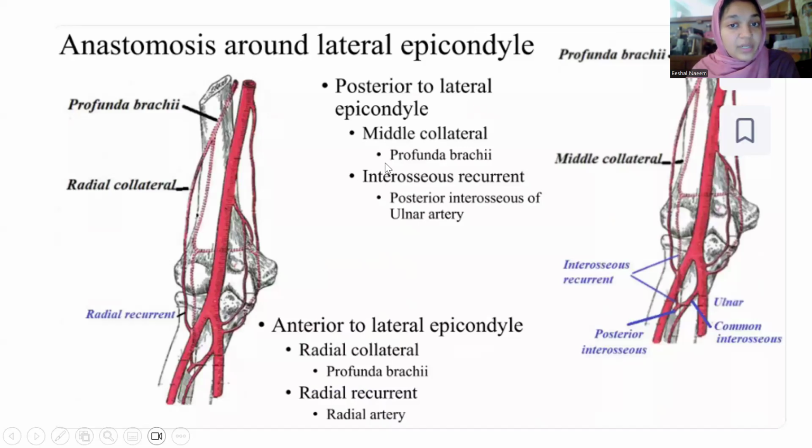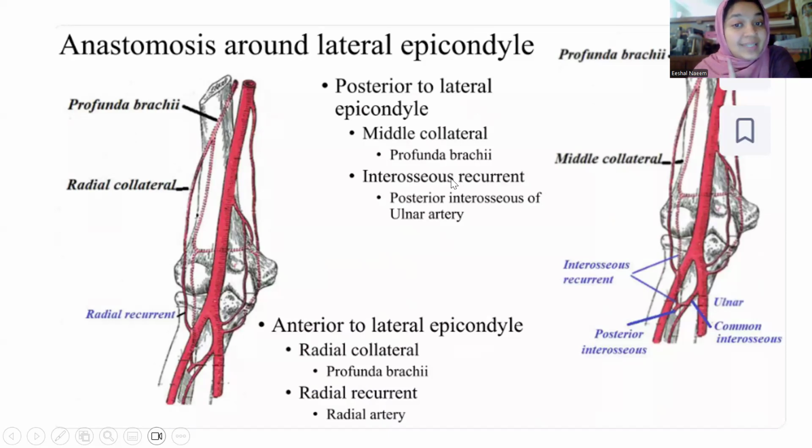Behind the lateral epicondyle, we have the middle collateral branch of the profunda brachii. This is the profunda brachii. This is the middle collateral branch. Okay. Middle collateral branch is also called as posterior descending artery. This is the same artery that was anastomosing with this inferior ulnar collateral artery, which was going behind and anastomosing with this middle collateral artery. And this also anastomoses with the interosseous recurrent artery.